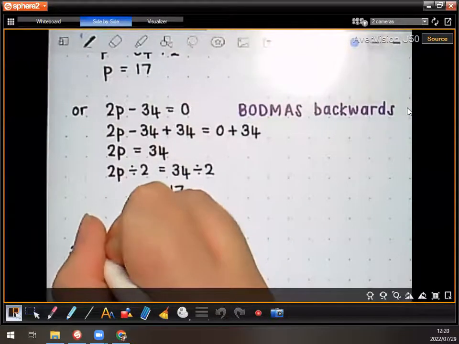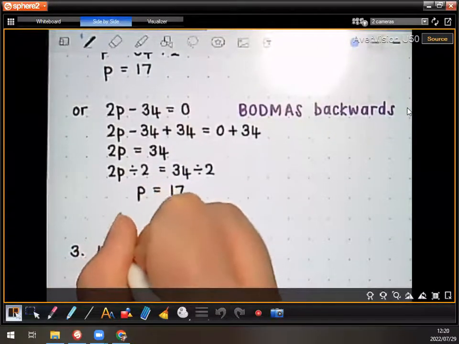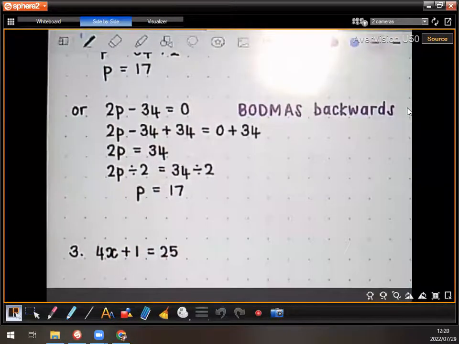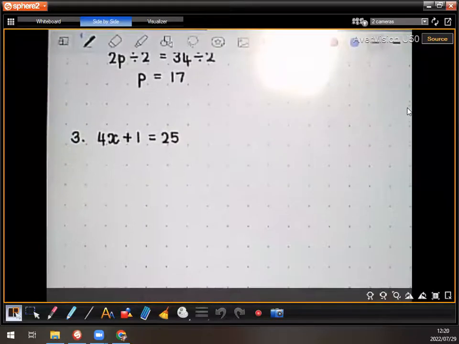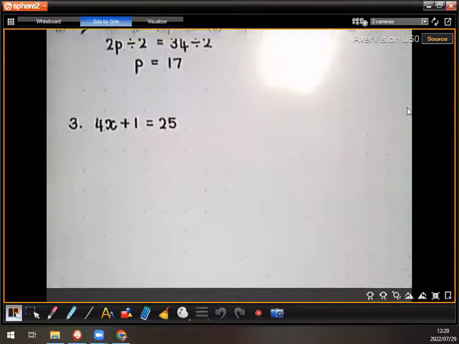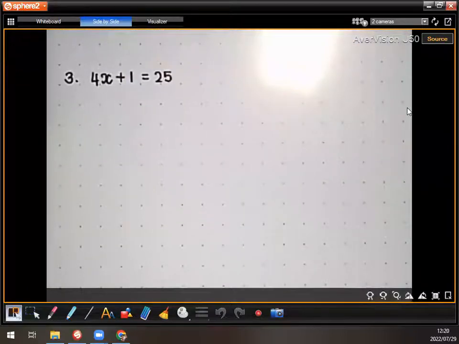Okay, let's do this one. 4x plus 1 is equal to 25. All right. That is number 3. I would like you guys to do that one on your own quickly. I'll give you 2 minutes. Now you can decide, do you want to do the flow diagram method or do you want to do the how do I get rid of this thing? You can, yeah, but see if you can practice one of those.